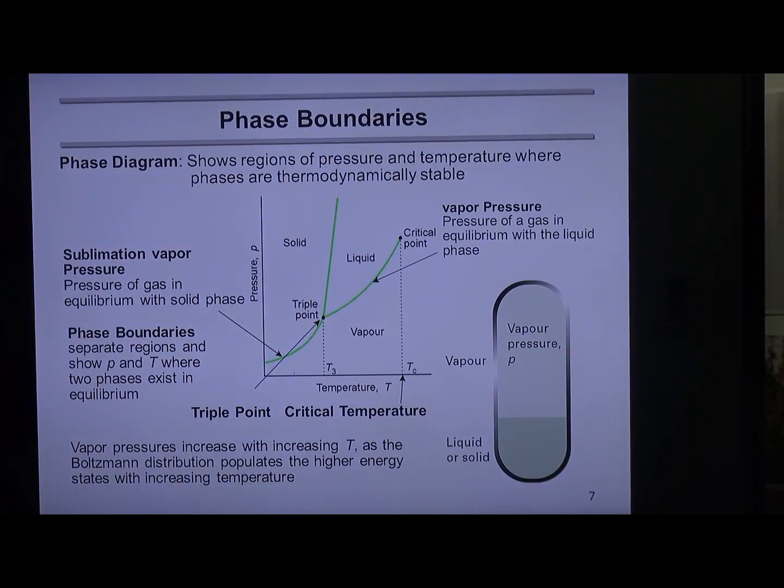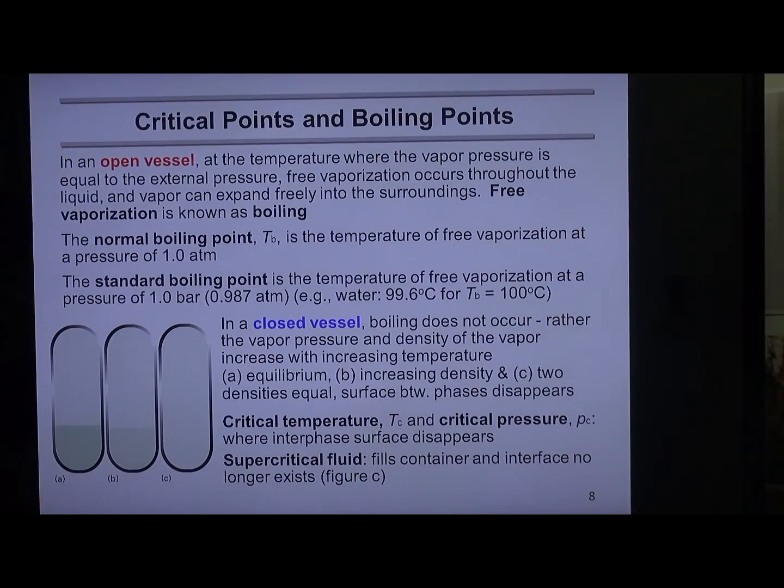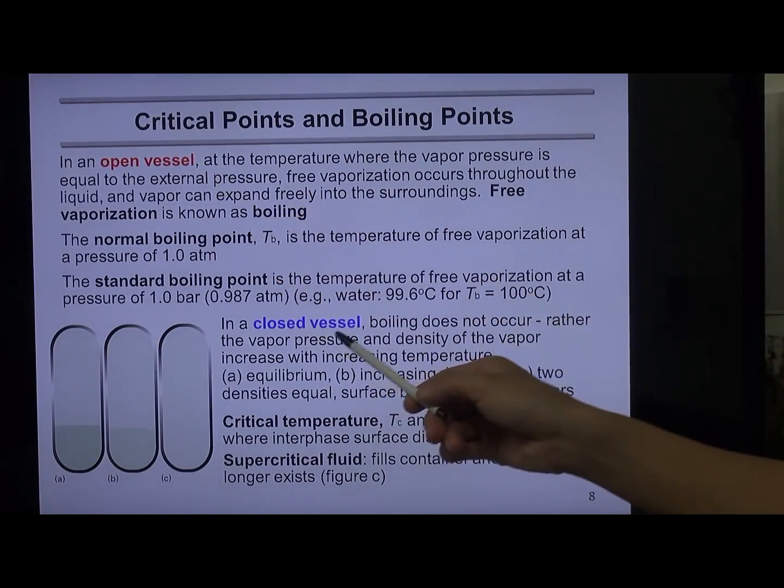So we dealt with phase diagrams and what phase boundaries are, and what kind of information we can get from this simple phase diagram. Critical points and boiling points, we already have seen it, right? To compare boiling points and critical points, you can simply compare the heating of a liquid in an open vessel and a closed vessel.